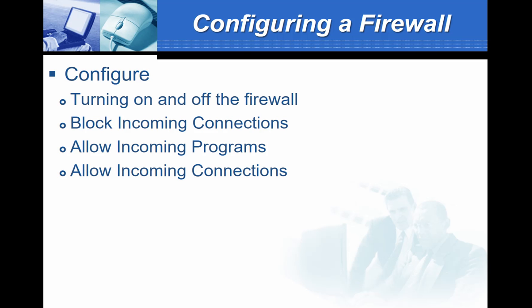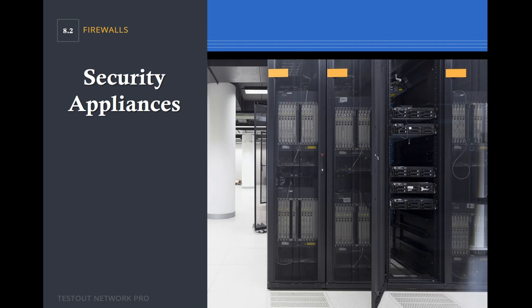So configuring a firewall: turning on and off the firewall, block incoming connections, allow incoming programs, and allow incoming connections. By default, if you try to ping something, ICMP is turned off, so you're not going to get the ping. You must turn that on. That's to prevent denial of service.